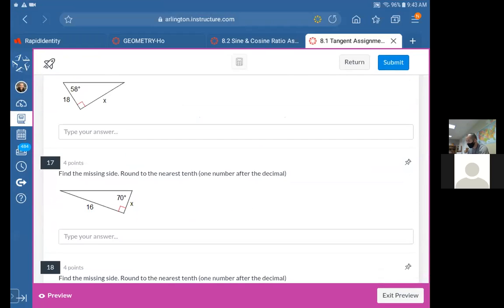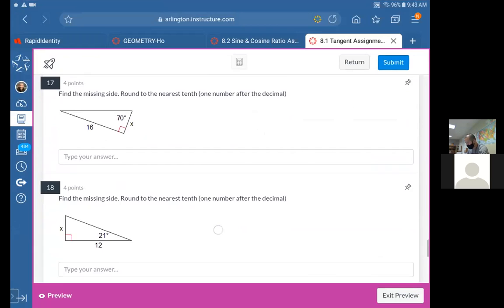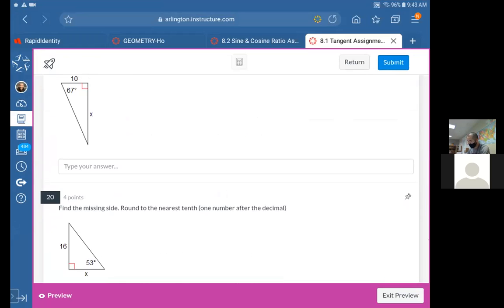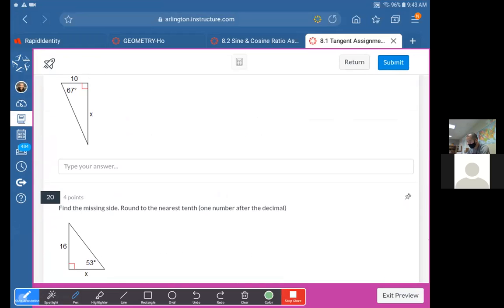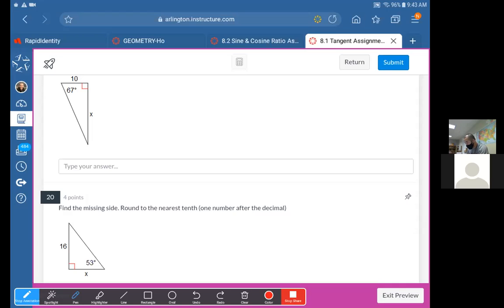Find the missing side. Okay, so here's where it's a little bit different. Let's look at these two. You have the opposite. This is the adjacent, and this is the hypotenuse. Same thing with this one. This is the hypotenuse. Here's your angle. So x is the one that's touching. 16 is the O. So we use this formula for both of them.